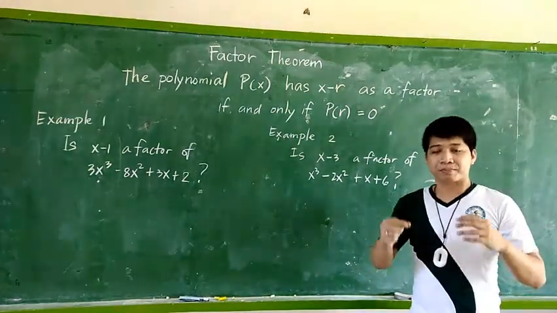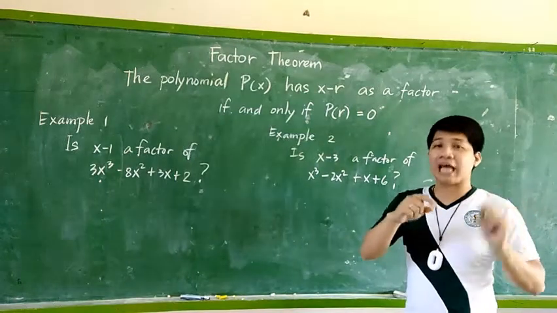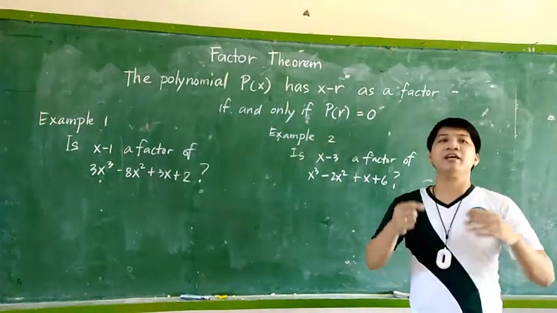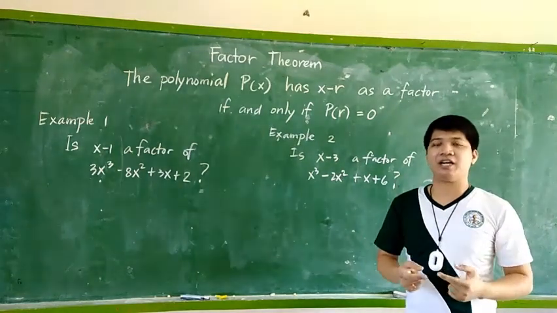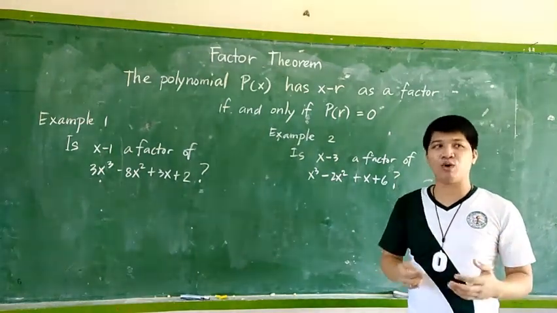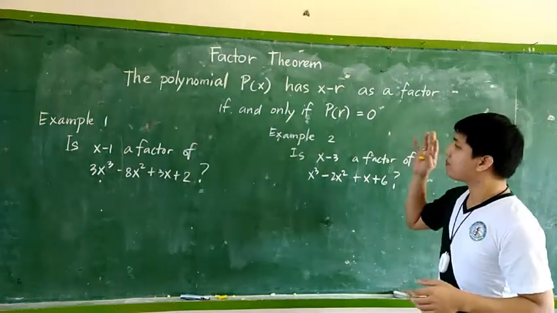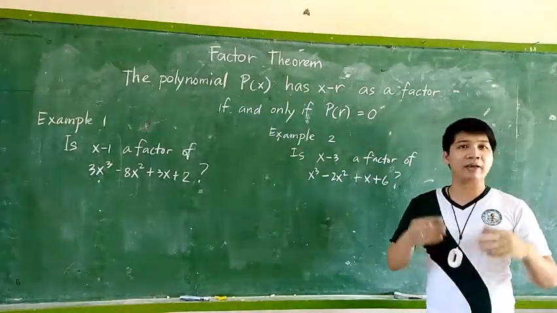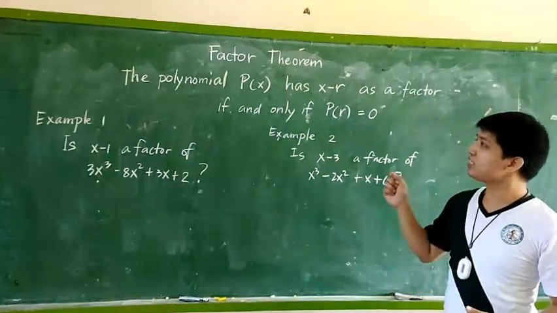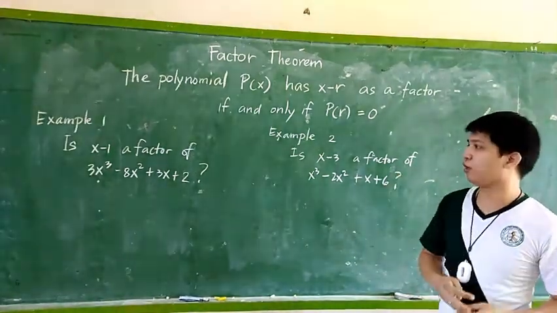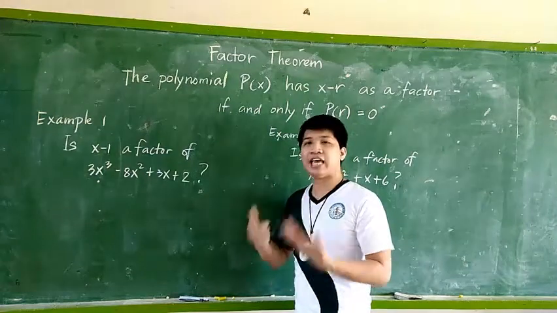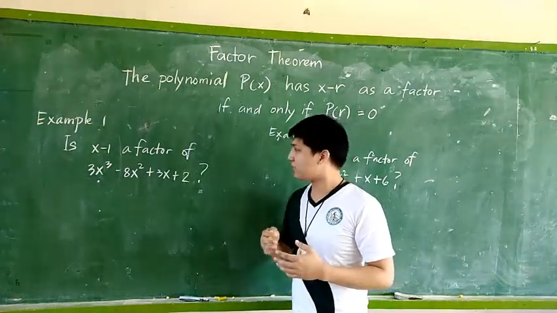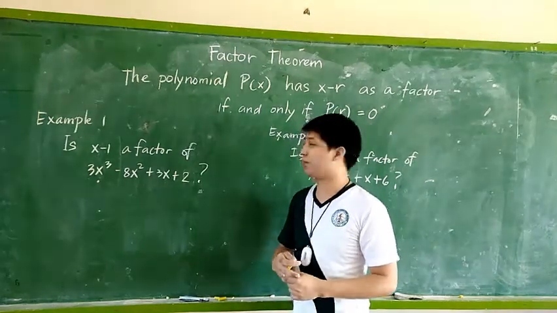So, last time we discussed all about the remainder theorem, and if the remainder is 0, then our x minus r is a factor of the given p of x. So for this video lesson, let's have two examples. The first example: is x minus 1 a factor of 3x cubed minus 8x squared plus 3x plus 2?